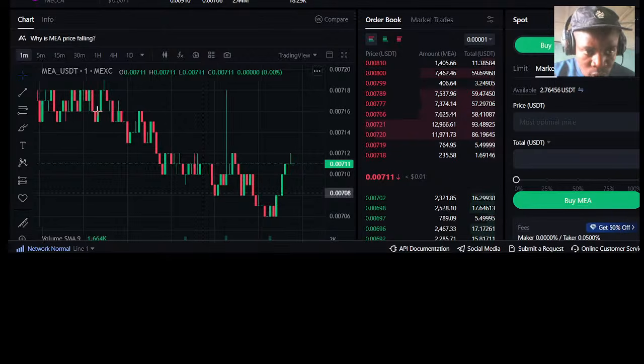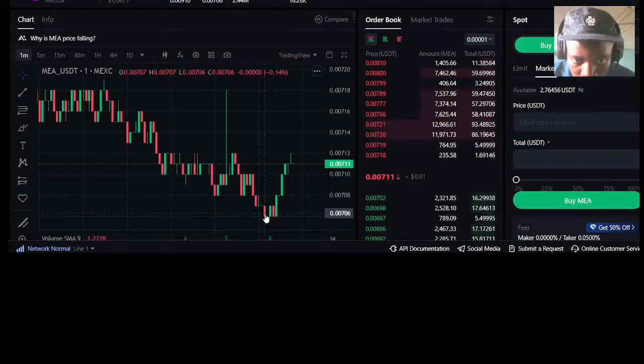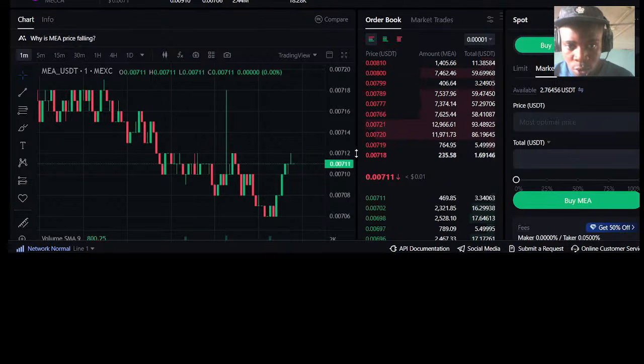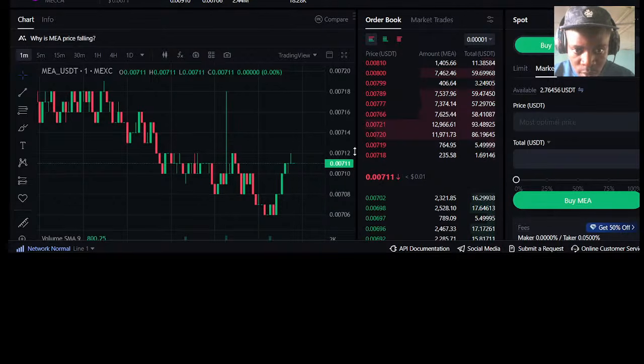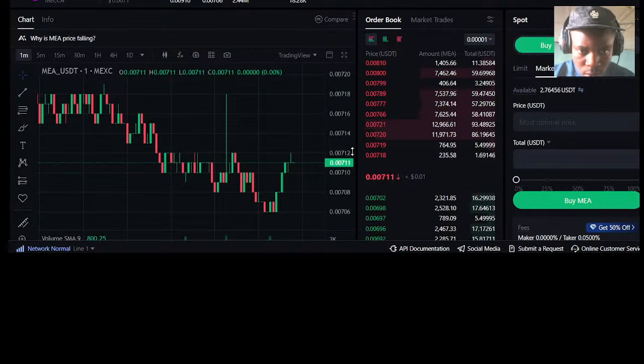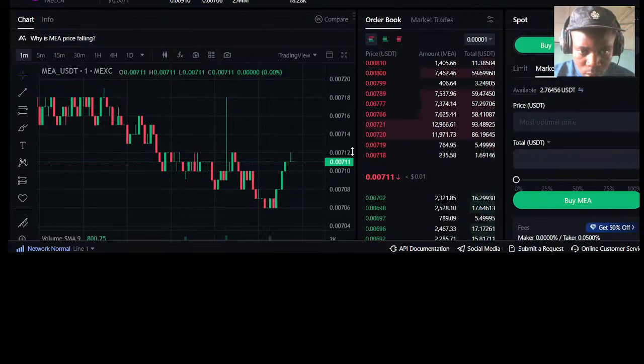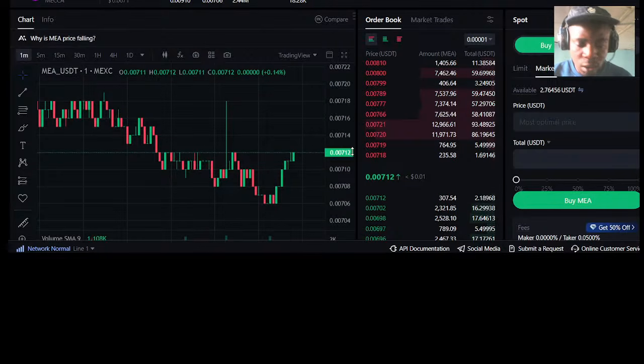So let's just study this. If you are making use of limits, you can actually set up your entry price at 0.00706. But today also I'll be making use of markets. I'll not be making use of limit for today. I'll be making use of markets for today. So you just have to wait.